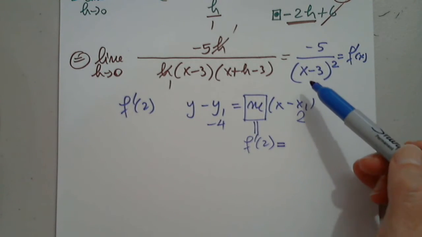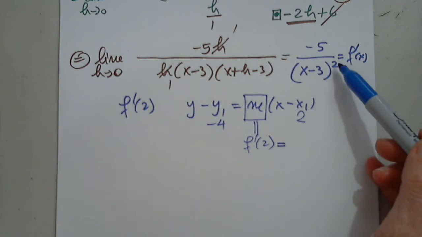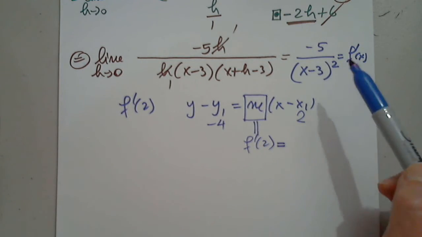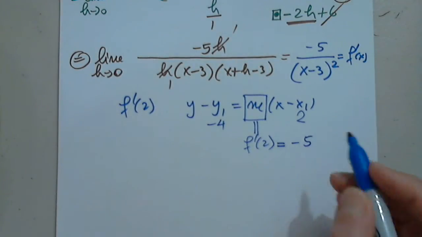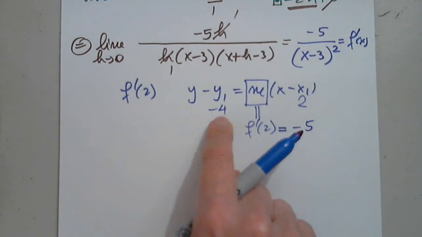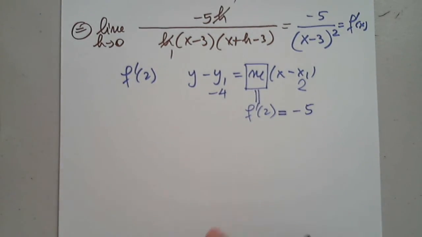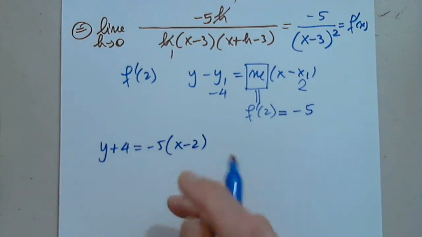So 2 minus 3. Like say it again. No, go ahead. 2 minus 3 is negative 1. Negative 1 squared is 1. Negative 5 divided by 1 is? Oh, negative 5. Perfect. That's it. Y minus negative 4. That's why I wrote them like this, so I don't have to put too many parentheses. Is y plus 4 equals negative 5 times x minus 2.